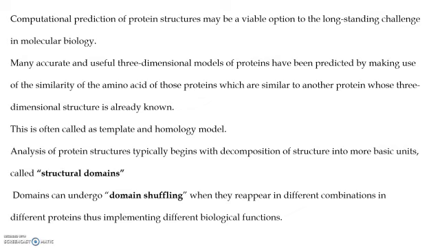Both types of protein structure determination help in determining three-dimensional models of the protein, based on the similarity of its amino acids to another protein whose three-dimensional structure is already known. And whether it is computational or experimental, protein structure determination begins with the decomposition of the structure. It means breaking the structure down into one or more basic units called structural domains. These domains undergo domain shuffling when they reappear in different combinations, and hence they perform different functions.